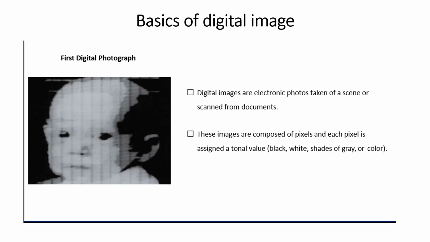What is a photograph? The first digital photograph is being shown to you here. Digital images are electronic photos taken of a scene or scanned from documents. These images are composed of pixels, and each pixel is assigned a tonal value, like black, white, or shades of gray. Normally we have heard that toner is for a printer. In the same way, the tonal value here represents the color value.